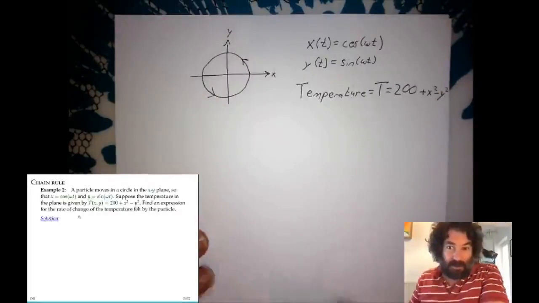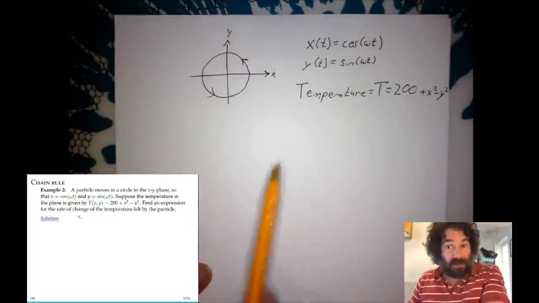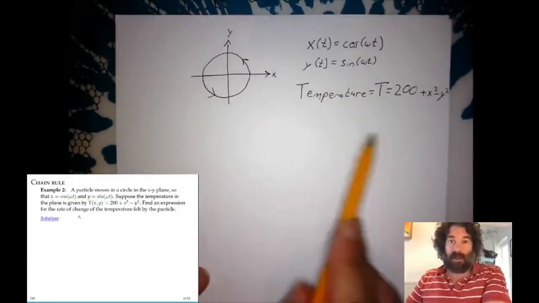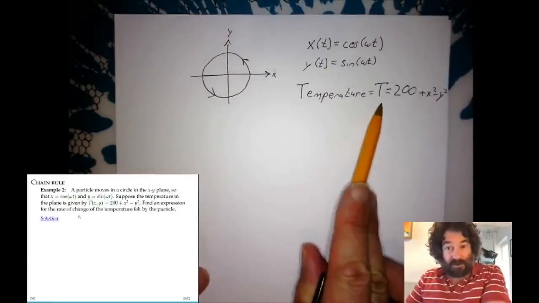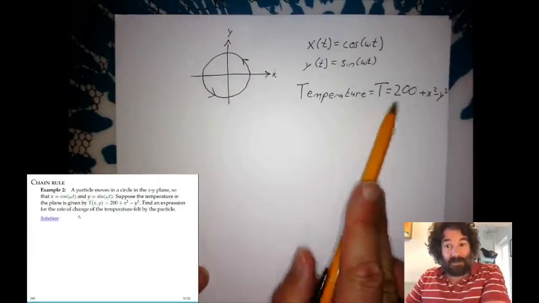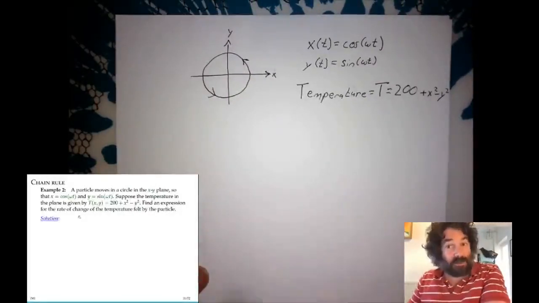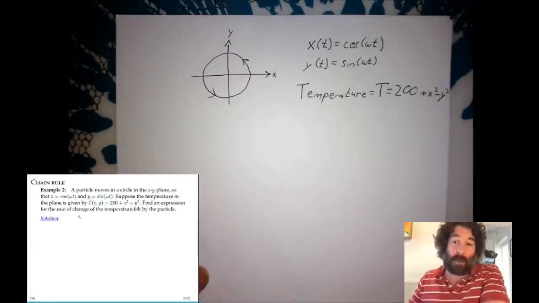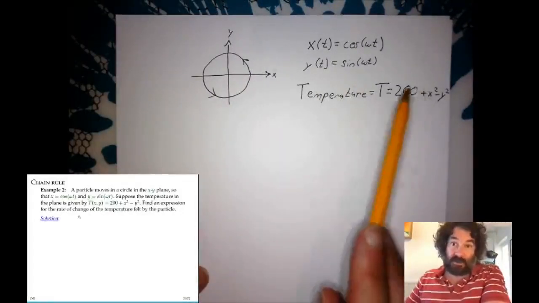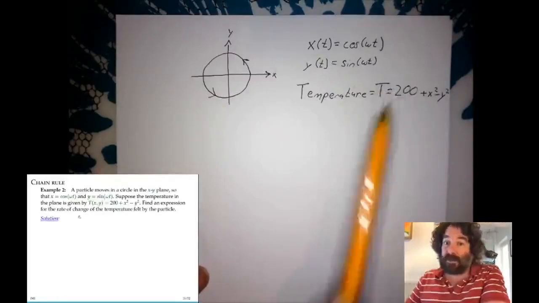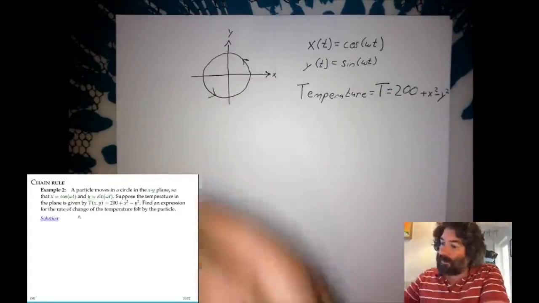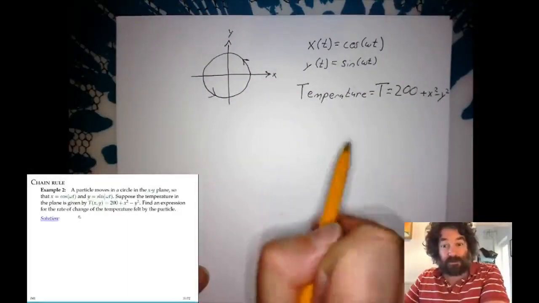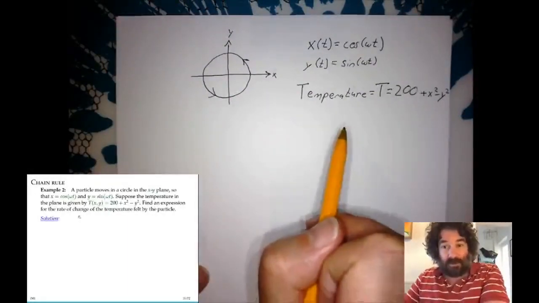And so what we want to know is what is the rate of change of temperature that the particle feels. And so we have a function of temperature, function T of position. Temperature depends on the position, and then the position of the particle depends on time. And so this is a composition of the function T of the two variables x and y, and then x and y, which are functions of time. And we can calculate the derivative of temperature with respect to time in two different ways.